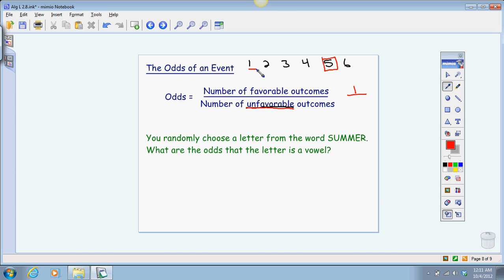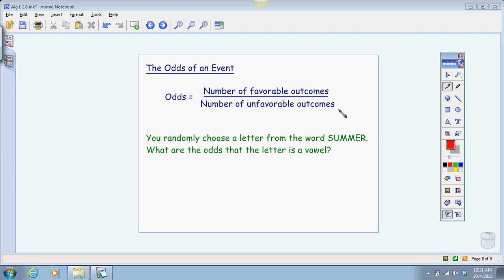In this case, it'd be 1, 2, 3, 4, 5. So the odds of rolling a 5 are 1 to 5. 1 that it's going to happen, but 4 chances that it's not going to happen. Again, odds and probability, similar, but there is a major difference.